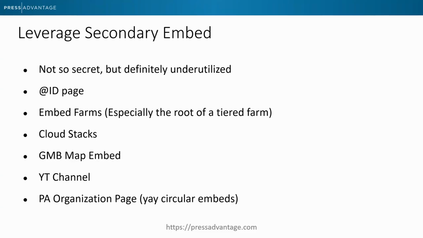Very few people will, but sometimes they do, use the Press Advantage organization page, which ends up creating kind of a circular embed, so it loops there, and it has the effect of kind of walking out the crawler's crawl depth again, and essentially getting that Googlebot trapped in your page.